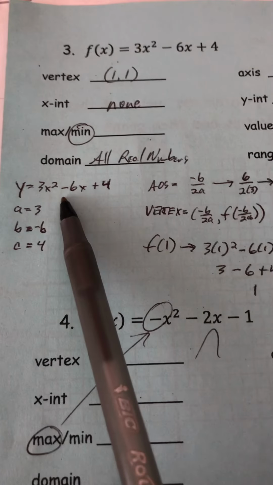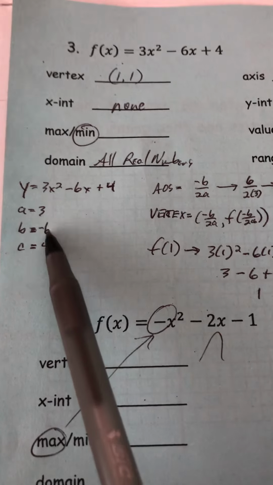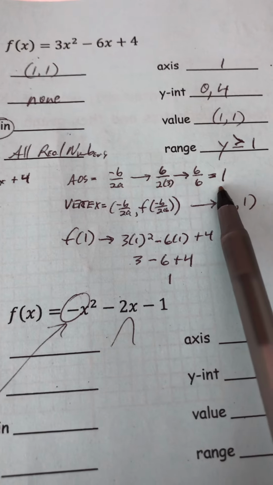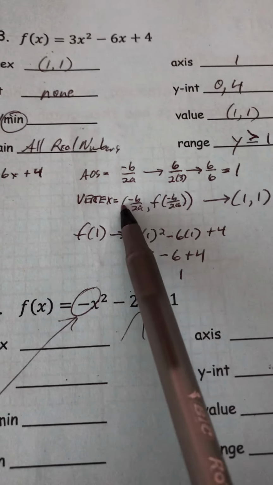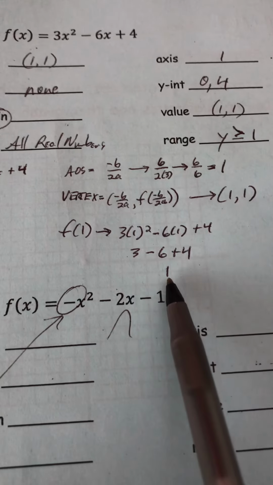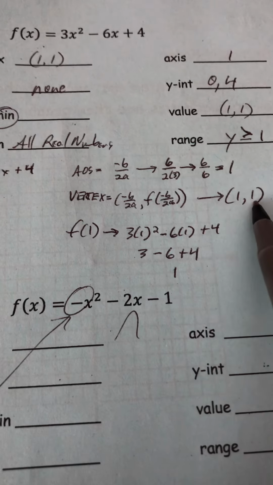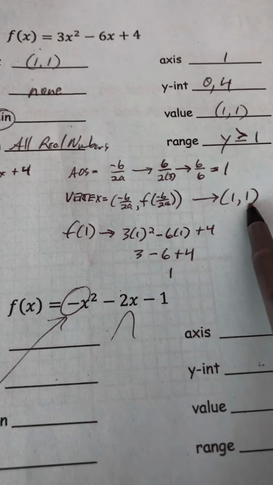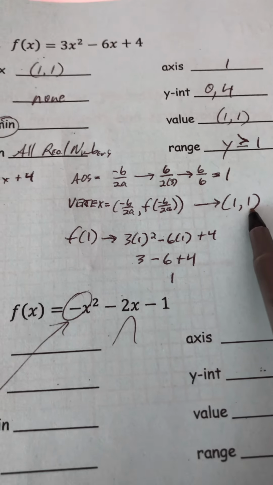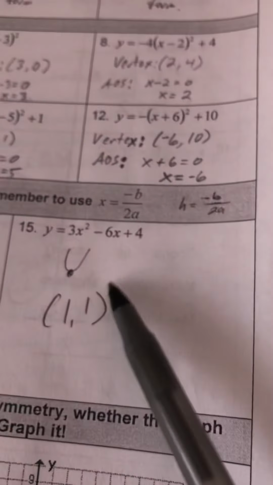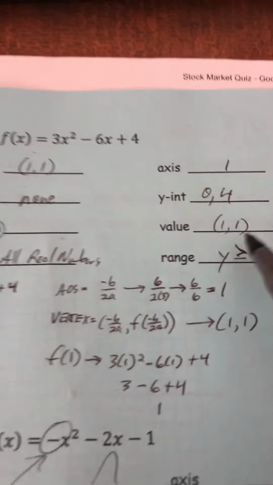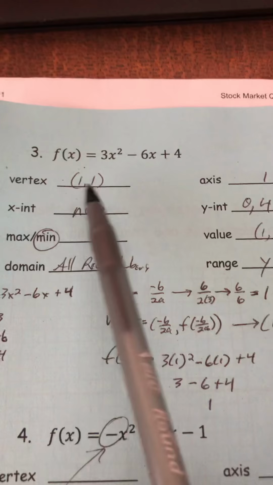When I worked this one out, I found my A, my B, my C. I did my axis of symmetry, and I found that it was 1. I plugged that in for the vertex to find out my x and y value for the vertex. You'll notice that this looks exactly like number 15 on the one that you did in class, this one right here. It's the same one. I didn't realize that until I got to that point. Well, anyways, your vertex is 1, 1.